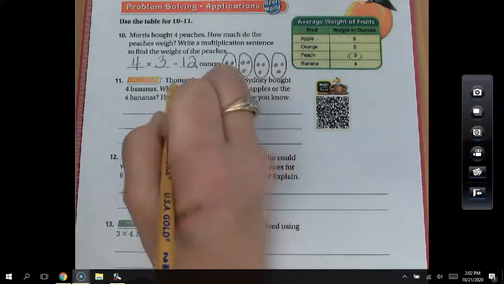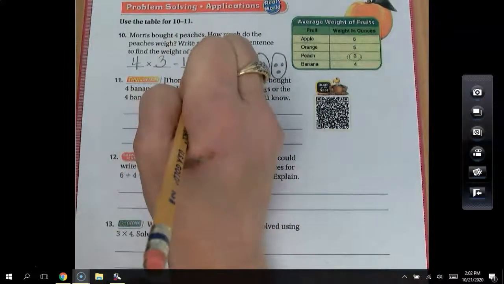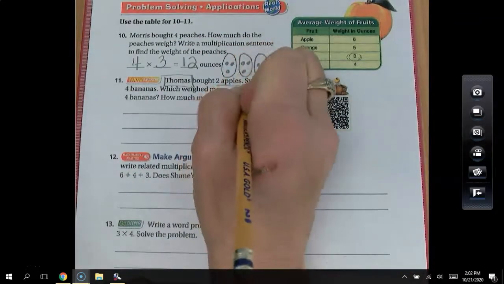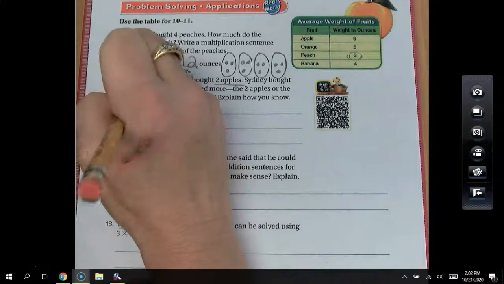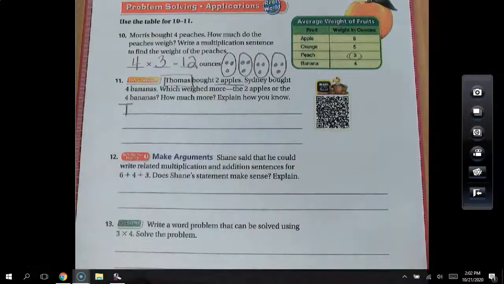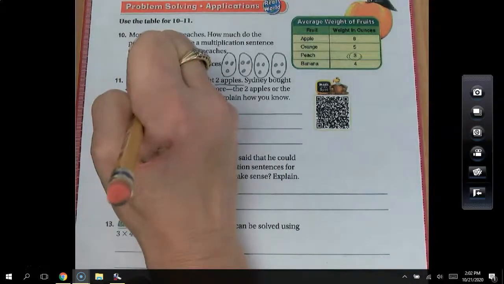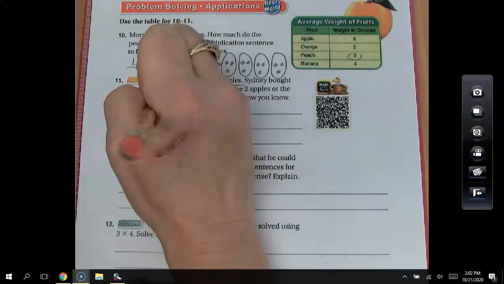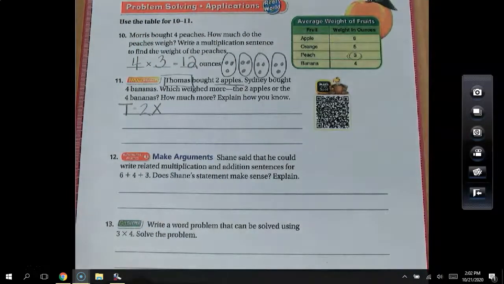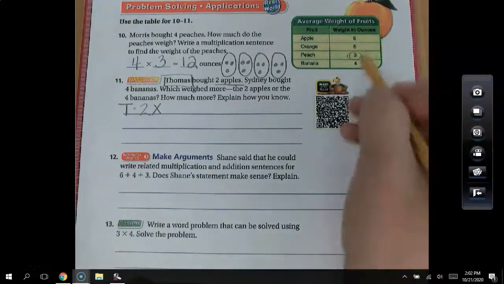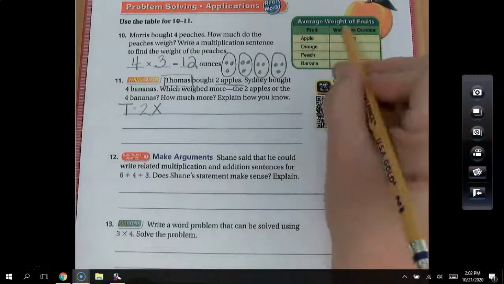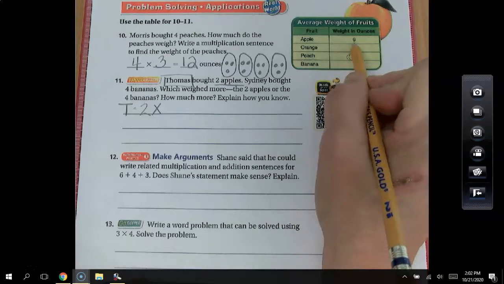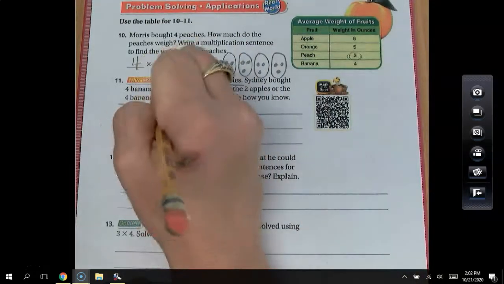So I have to find out, first we have Thomas. Thomas bought 2 apples. So I'm going to write a T for Thomas, okay? I know that he bought 2 apples. And I have to figure out how much each apple weighs. So I go back up to the frequency chart, and I see apples weigh 6 ounces. So 2 times 6.